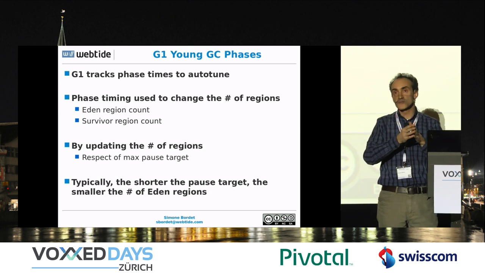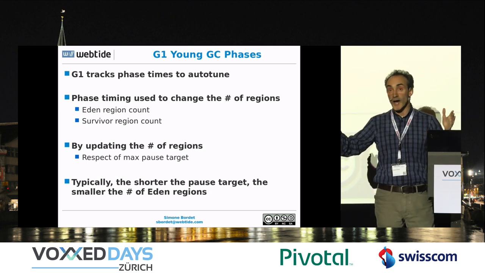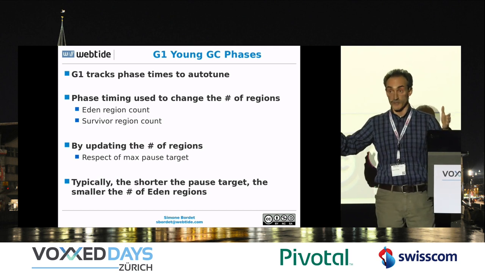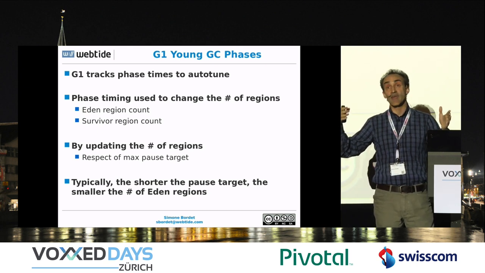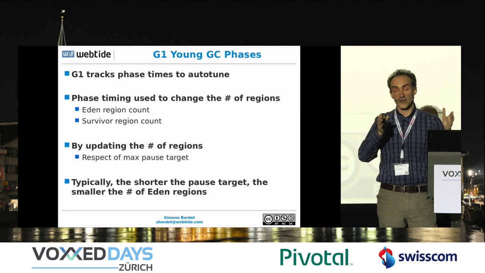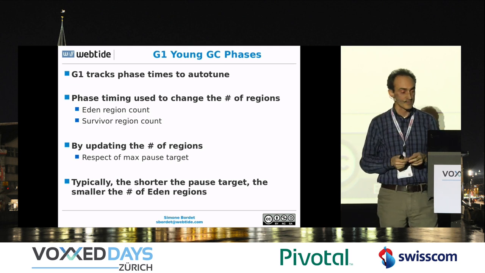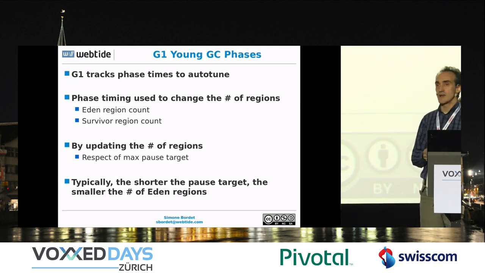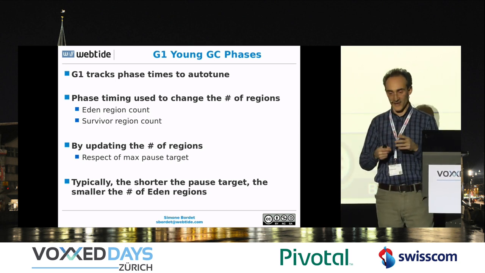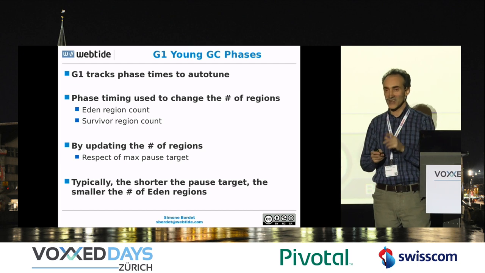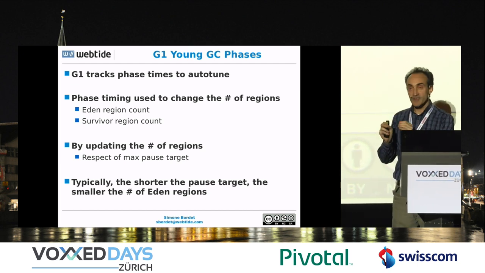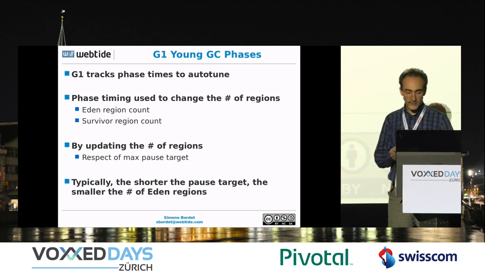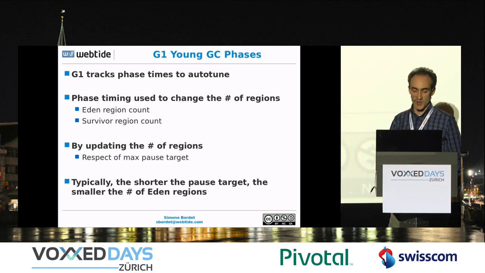So G1 tries to enlarge the Eden generation up to the point where it can respect the max GC pause target that you have given to it. When it cannot do that, it shrinks the Eden size. So it's a kind of simple algorithm, but we'll see in real life, by parsing the log, a very peculiar behavior of G1 that is very typical of its algorithm. And I'll show you in a moment.